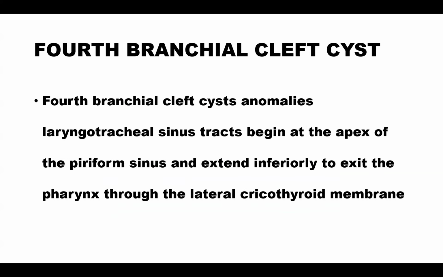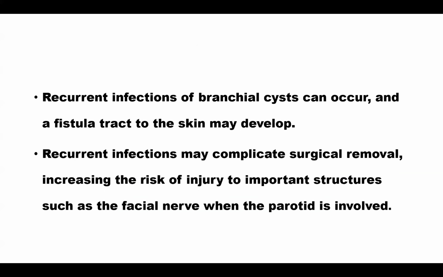While the fourth branchial cleft cyst anomalies have a laryngotracheal sinus tract that begins at the apex of the piriform sinus and extends inferiorly to exit the pharynx through the lateral cricothyroid membrane. Recurrent infections of branchial cysts can occur and a fistula tract to the skin may develop. Recurrent infections may complicate surgical removal, increasing the risk of injury to important structures such as the facial nerve when the parotid is involved.